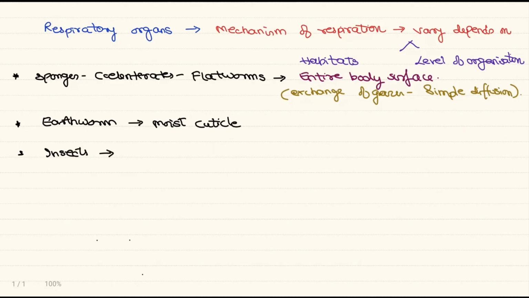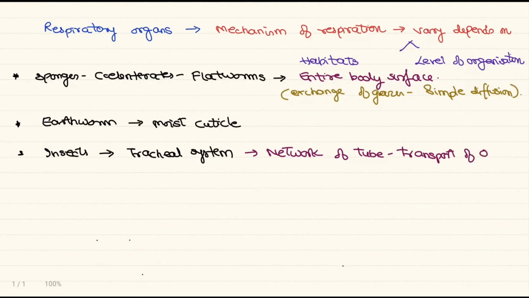In the case of arthropods like insects, they have a tubular system called the tracheal system. The tracheal system is a network of tubes, and this will help in the transport of oxygen directly to the cells and tissues within the body. So in insects, we have specialized tubules called the tracheal system.